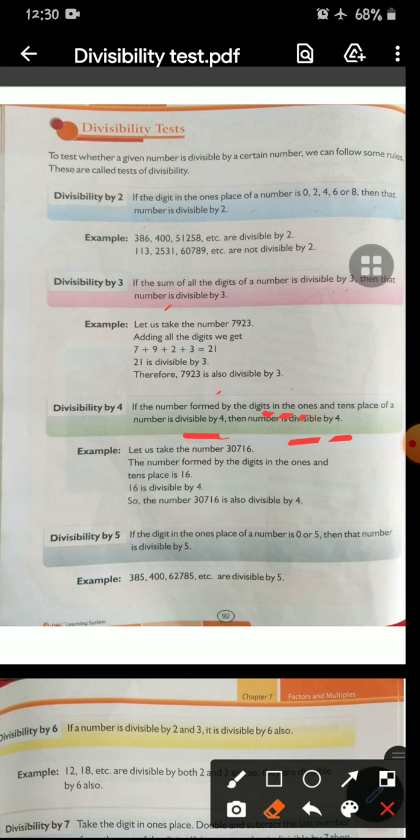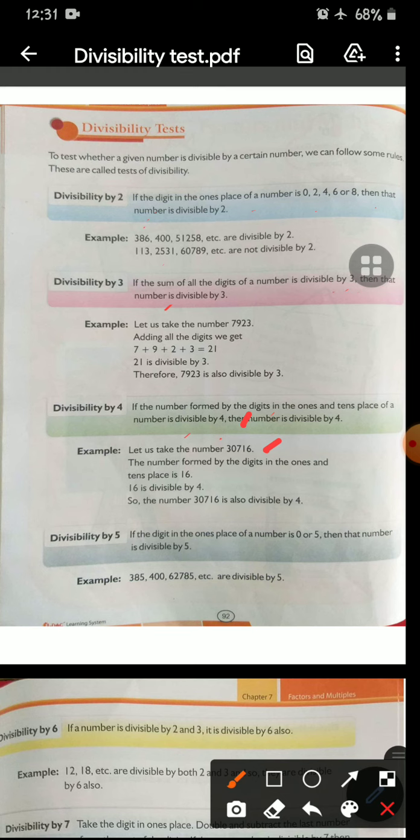Let's see an example. Here you have been given 30,716. Here at the ones place you have 6 and at the tens place you have 1. The number you get is 16. Now 16 is divisible by 4. It means 30,716 is also divisible by 4.